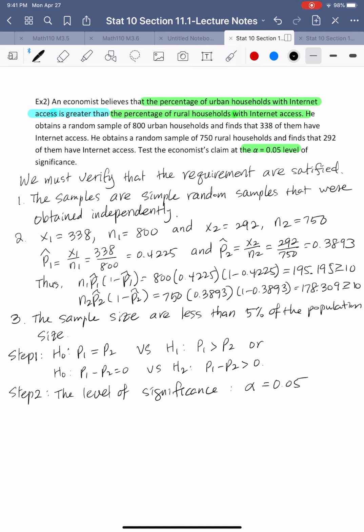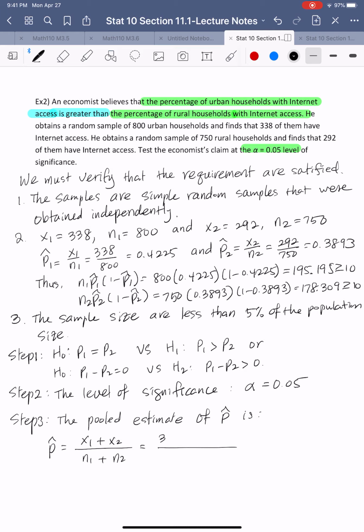And then in step 3, we have to find the pooled estimate of p hat, which is p hat equals x1 plus x2 over n1 plus n2, which is 338 plus 292 over 800 plus 750, which is 0.4065. So we're going to use this.